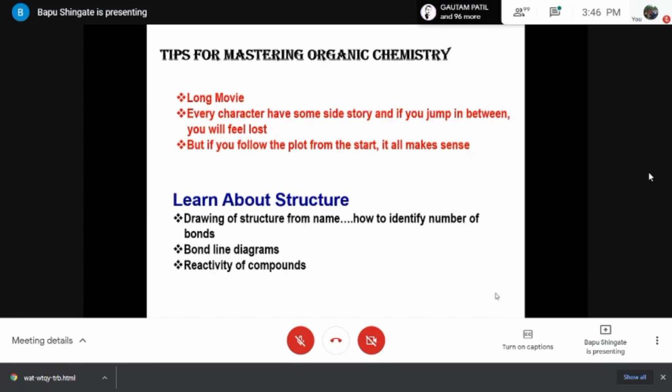But if you follow the plot from the start, if you have started proper preparation from first year, MSc first year, even if you have missed the chance of proper understanding of organic chemistry in BSc, and if you may not have had quality books in BSc, then why not start from this particular moment? If you follow a certain plot from the start, it all makes sense. You will understand organic chemistry very well.